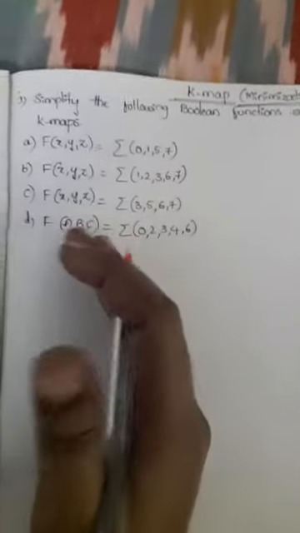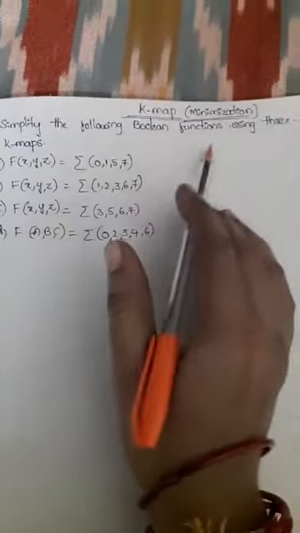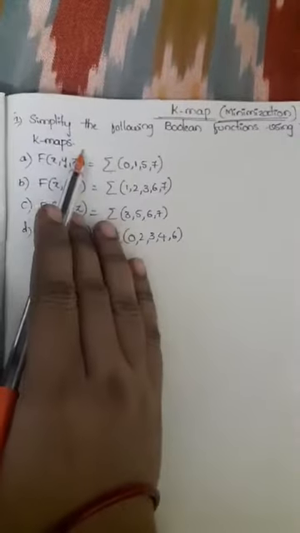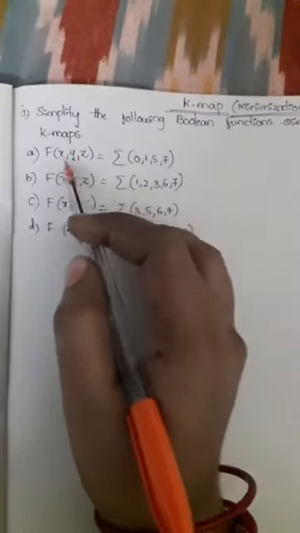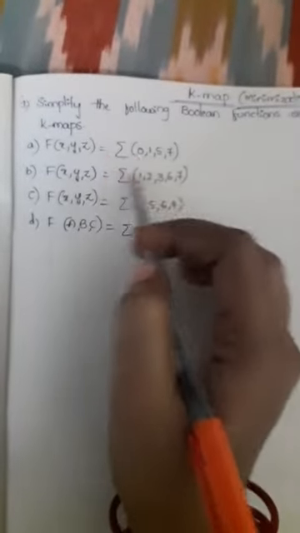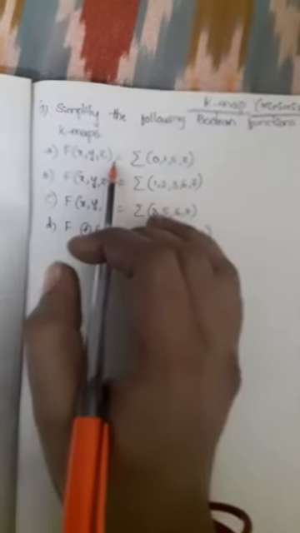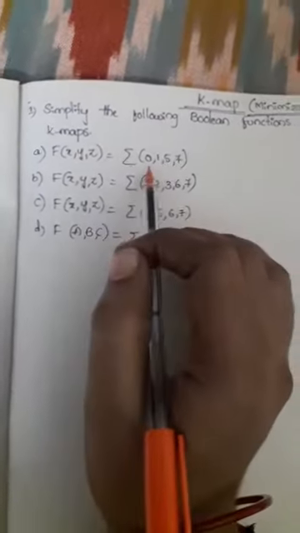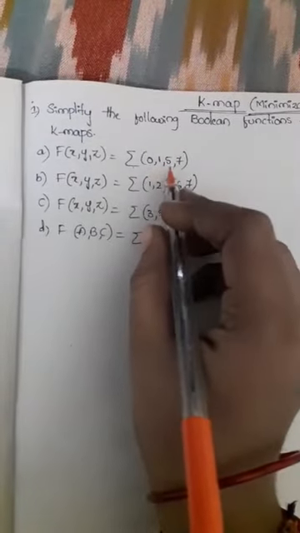First, I take the problem like this: simplify the following Boolean functions using three variable K-maps. The given function consists of three variables: f of x, y, z, summation of 0, 1, 5, 7. So the function xyz has the variables, and the K-map is expressed in only four cells, that is 0, 1, 5, 7.